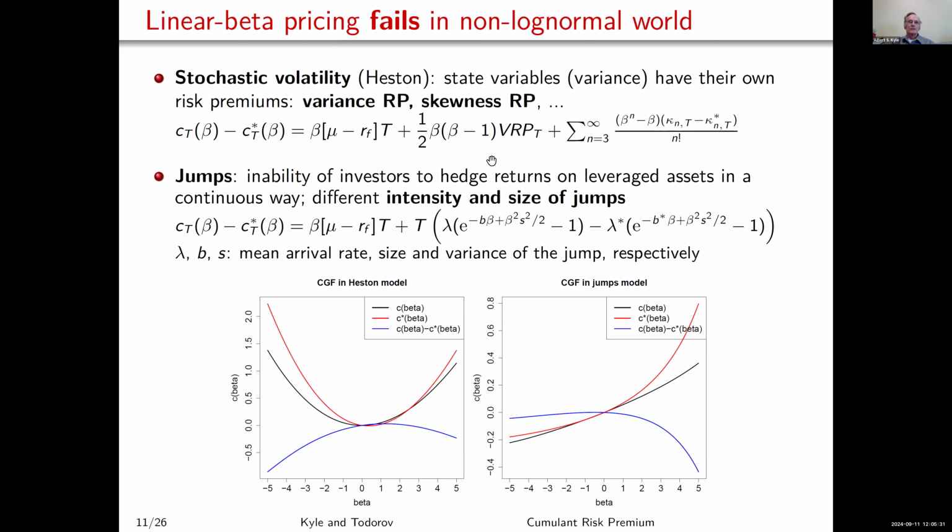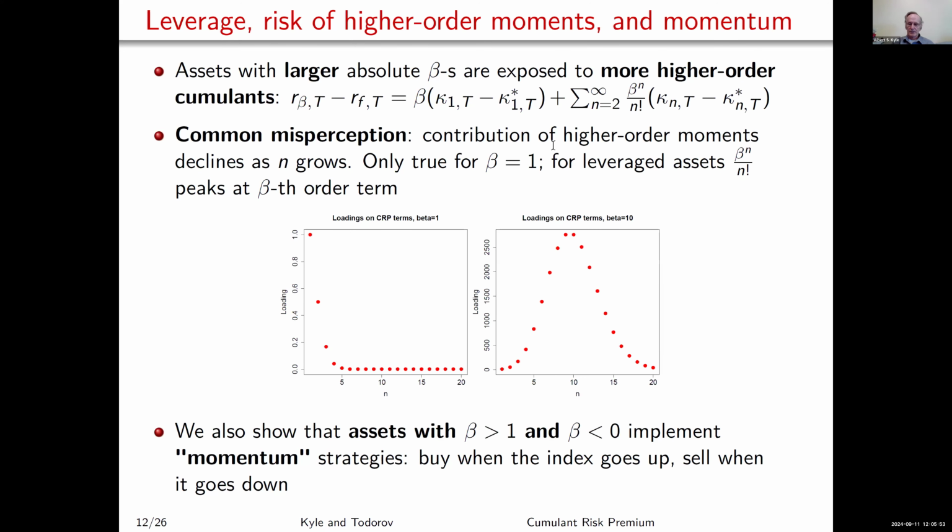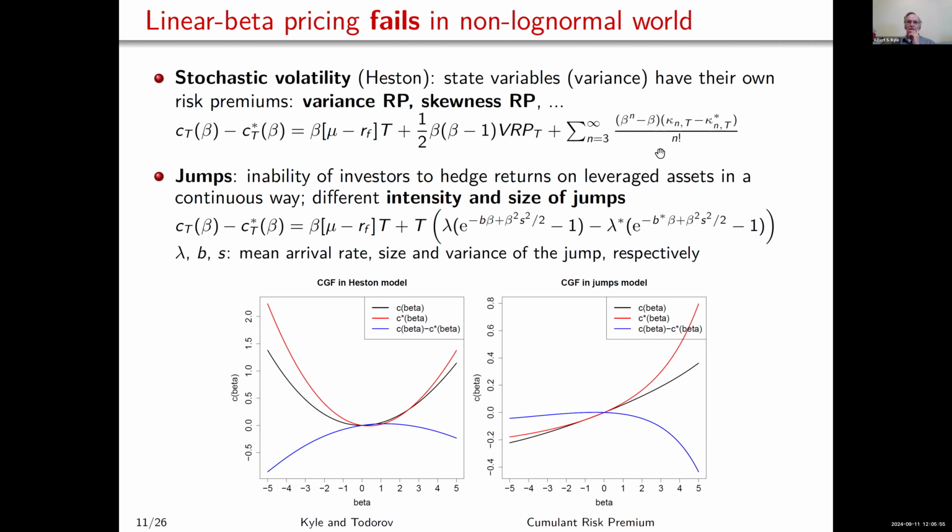So for example, you can look at a Heston stochastic volatility model. And when you look at the cumulant risk premium, it winds up having all of these terms in it. The variance risk premium is there. It turns out to be 0 when beta is equal to 1 for the unlevered asset that has stochastic volatility, but it turns out to be there for other degrees of leverage. And all these higher order cumulants are also there.